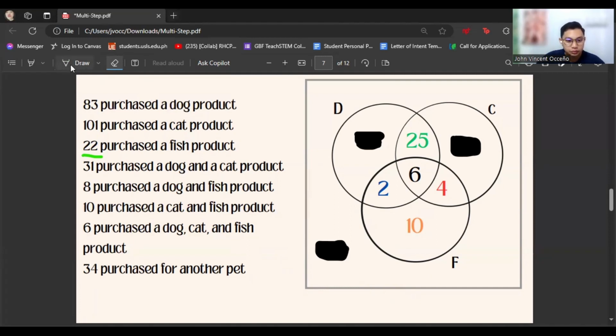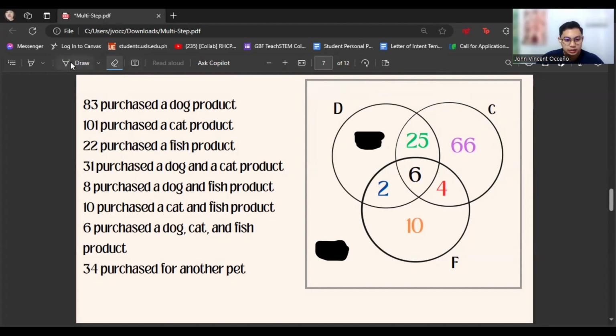And then the next step, 101 people purchased a cat product. So here is the third one for the cat product. Same step, we add the people who also purchased other products. We add 25 plus 6 plus 4. We get 35, and 101 minus 35 would answer to 66. So there are 66 people who purchased a cat product only.